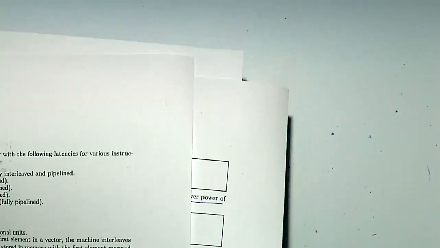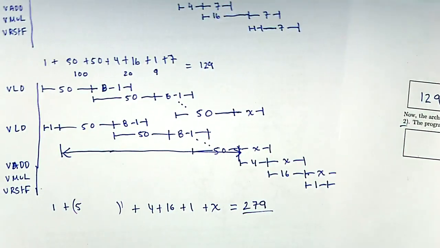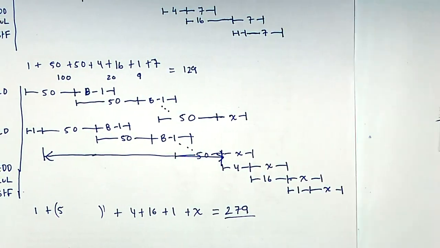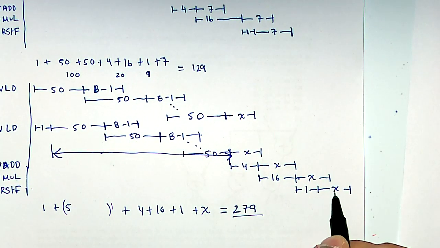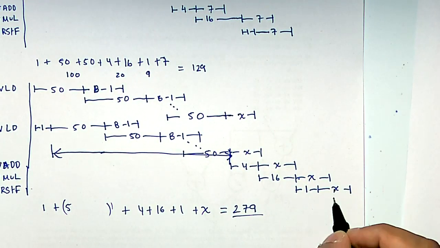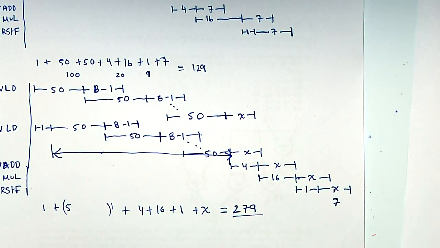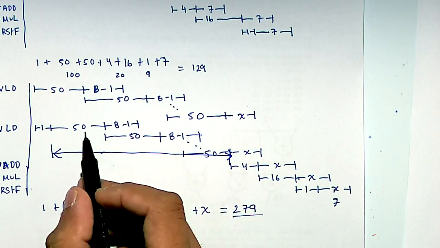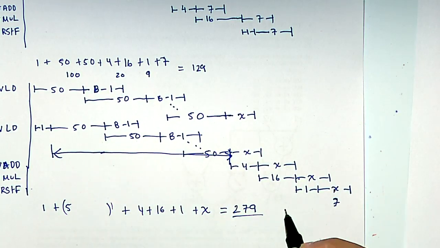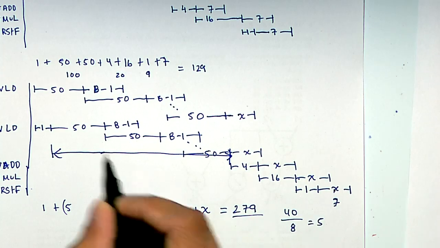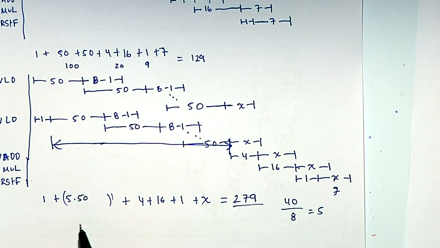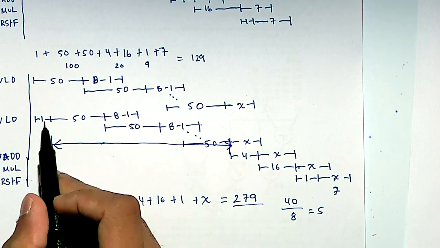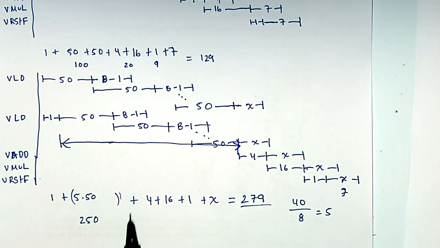Because if you see, the answer is 8, and the x would be 0, there would be 0 remainder, and that doesn't give 279. So x would be the last batch in that case. So x would be 7 here, because x represents the last batch size minus 1. So we'd have 7, 1, 16, 4, and then we'd have 50 replicated vector length 40 divided by 8 times. So we'd have 5 times 50, right? So 5 times 50 gives you 250, and then the extra 1 from here, because it's limited by the second load. So we end up with 1 plus 250 plus 4, 16, 1, 7.